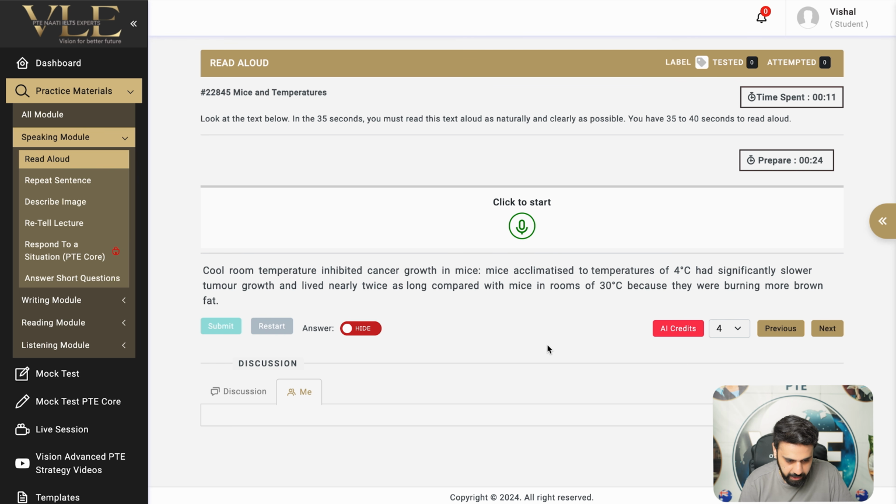Cool room temperature inhibited cancer growth in mice. Mice acclimatized to temperatures.